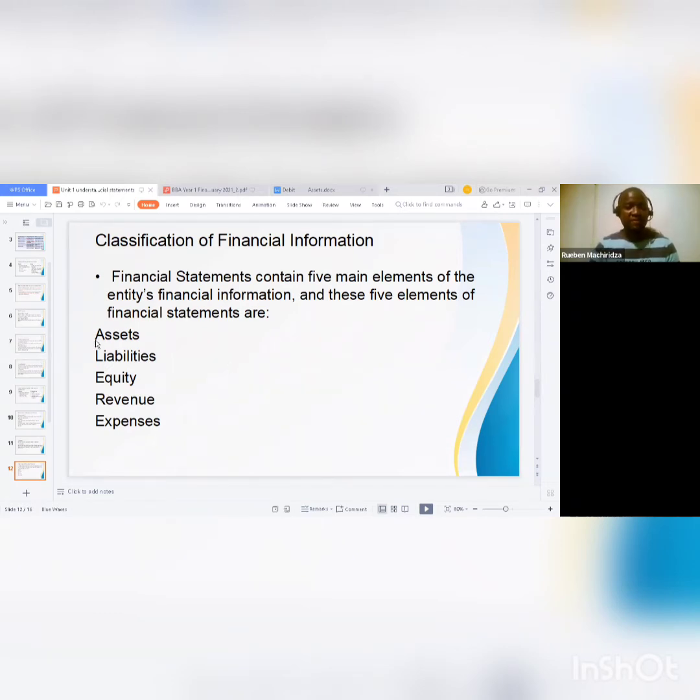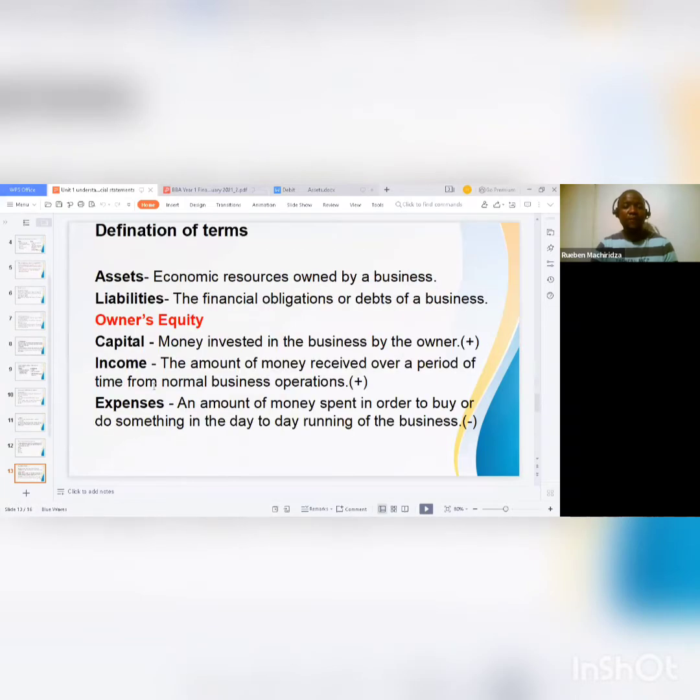Only these 5. The first one are the assets. The second one are the liabilities. The third one is the equity. The fourth are the revenue. And the last but not least are the expenses. So we are going to look at the definitions of these. What are they? And why should we know them?